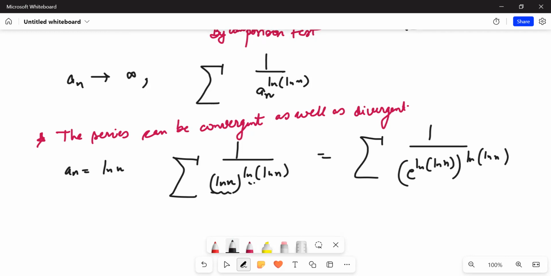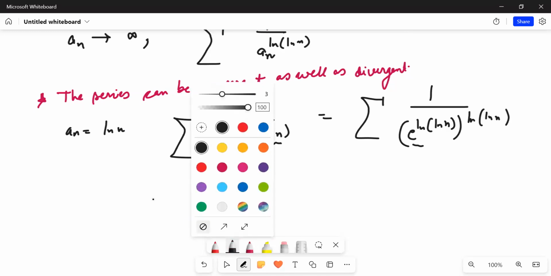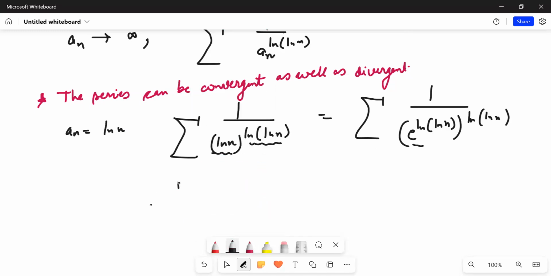So ln n raised to power ln of ln n is simply e raised to power ln of ln n times ln of ln n, which implies that summation 1 upon e raised to power ln of ln n whole square. Okay, so this is like ln of ln n whole square. Is that fine?